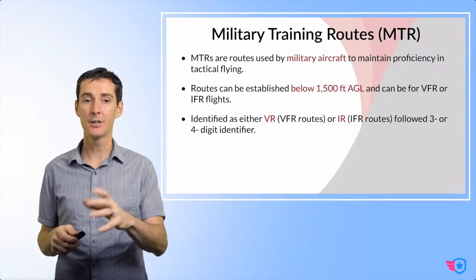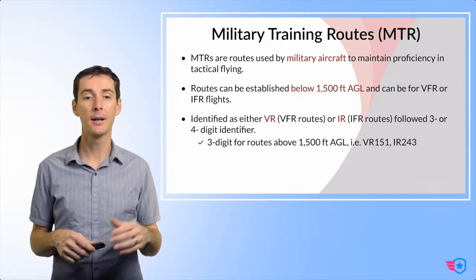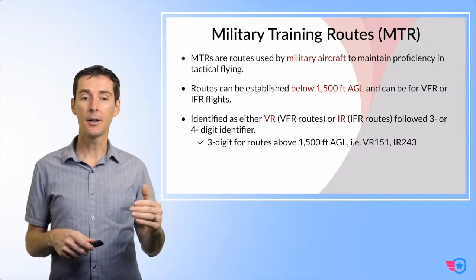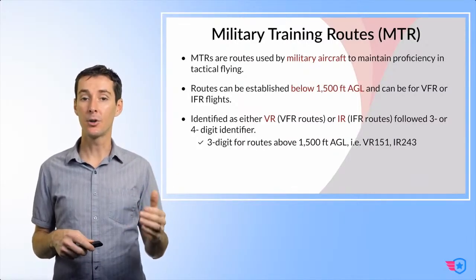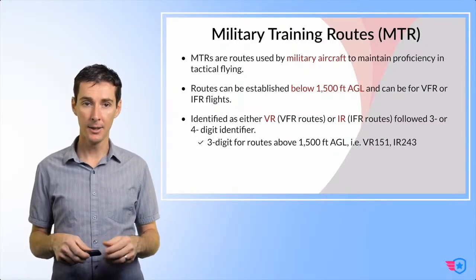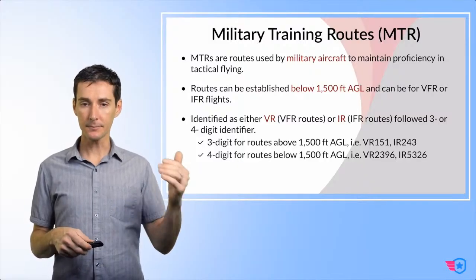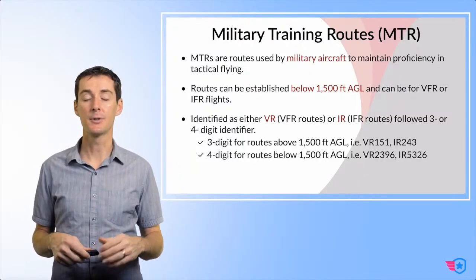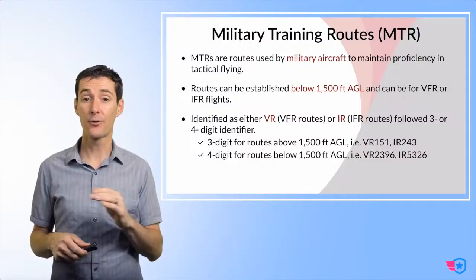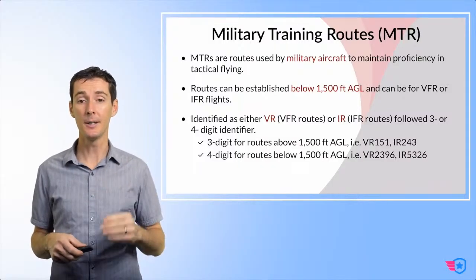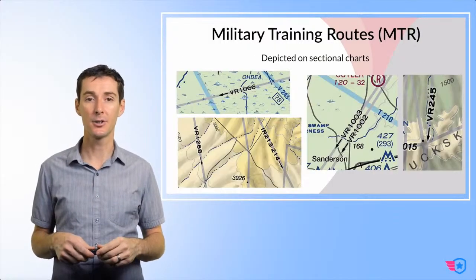There's going to be a 3-digit or 4-digit identifier in the back of that VR and IR. The 3-digit means that the routes are above 1,500 feet AGL. The 4-digit means that you're below 1,500 feet AGL. So you want to pay attention to those. If it says 4-digit and you're going to be flying really near to one of those, pay extra attention.